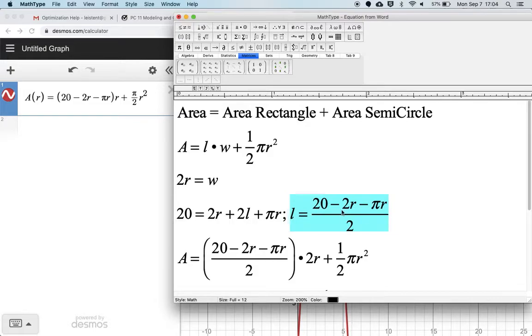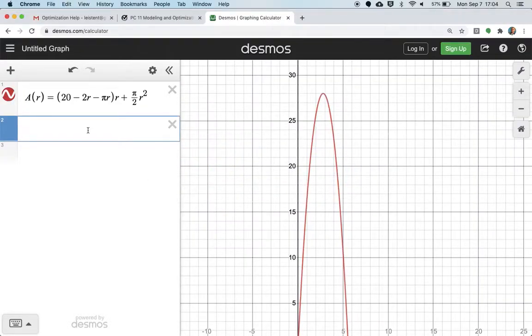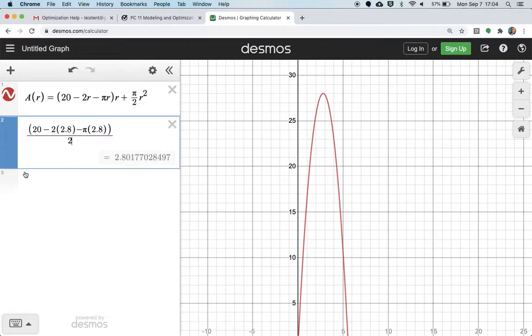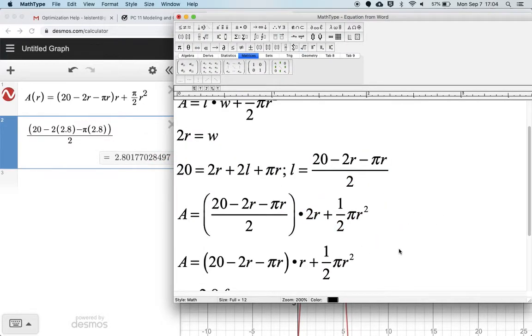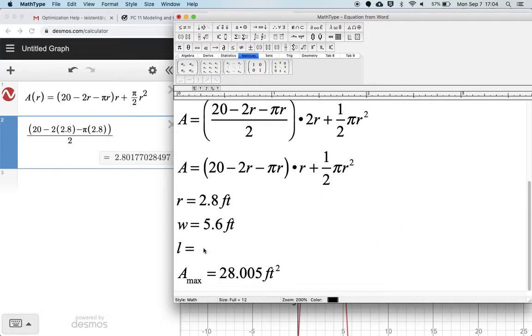So we're going to have 20 minus 2 times 2.8 minus pi times 2.8. I'll just go out and do that. So we had 20 minus 2 times 2.8 minus pi times 2.8, which was all of that cut in half. Hey, it's 2.8 as well. So the length is 2.8. Scroll down, our length was about 2.8 feet.